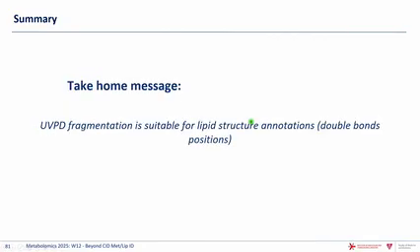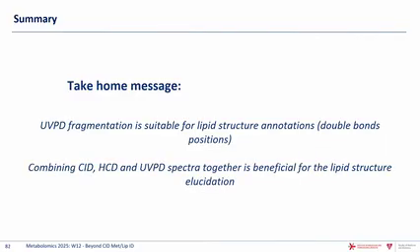So the take-home message: I would say that UVPD fragmentation is really suitable for lipid structure annotation. At least you will know the double bond position. The cis and trans will obviously be more difficult, but then we have chromatography, which can solve it nicely in the end. And in my opinion, the best is still combining CID, HCD, and UVPD spectra together for structural elucidation, because you have a lot of pieces of information that can fit together. And if everything fits together, you can be fairly sure that the compound you annotated is the one you want.